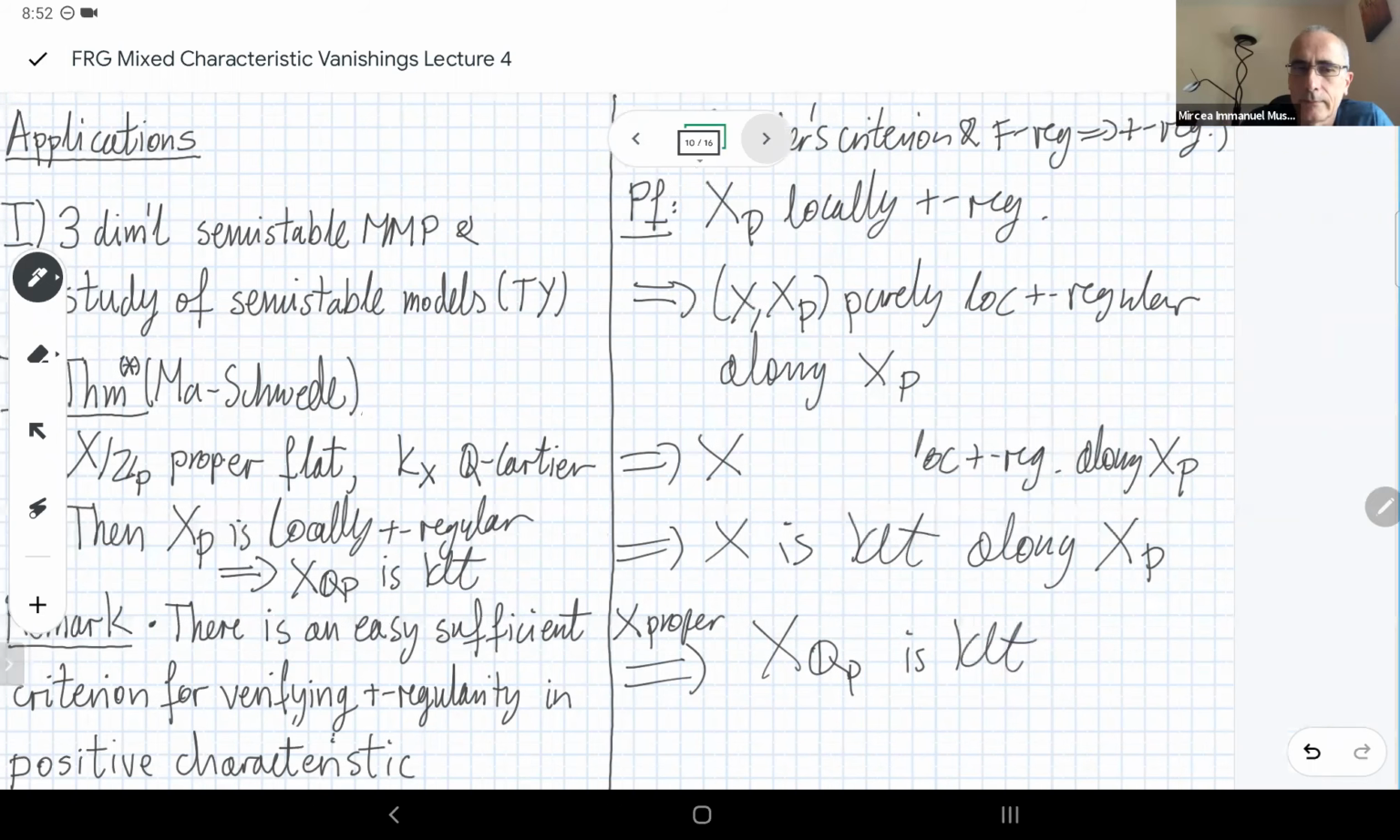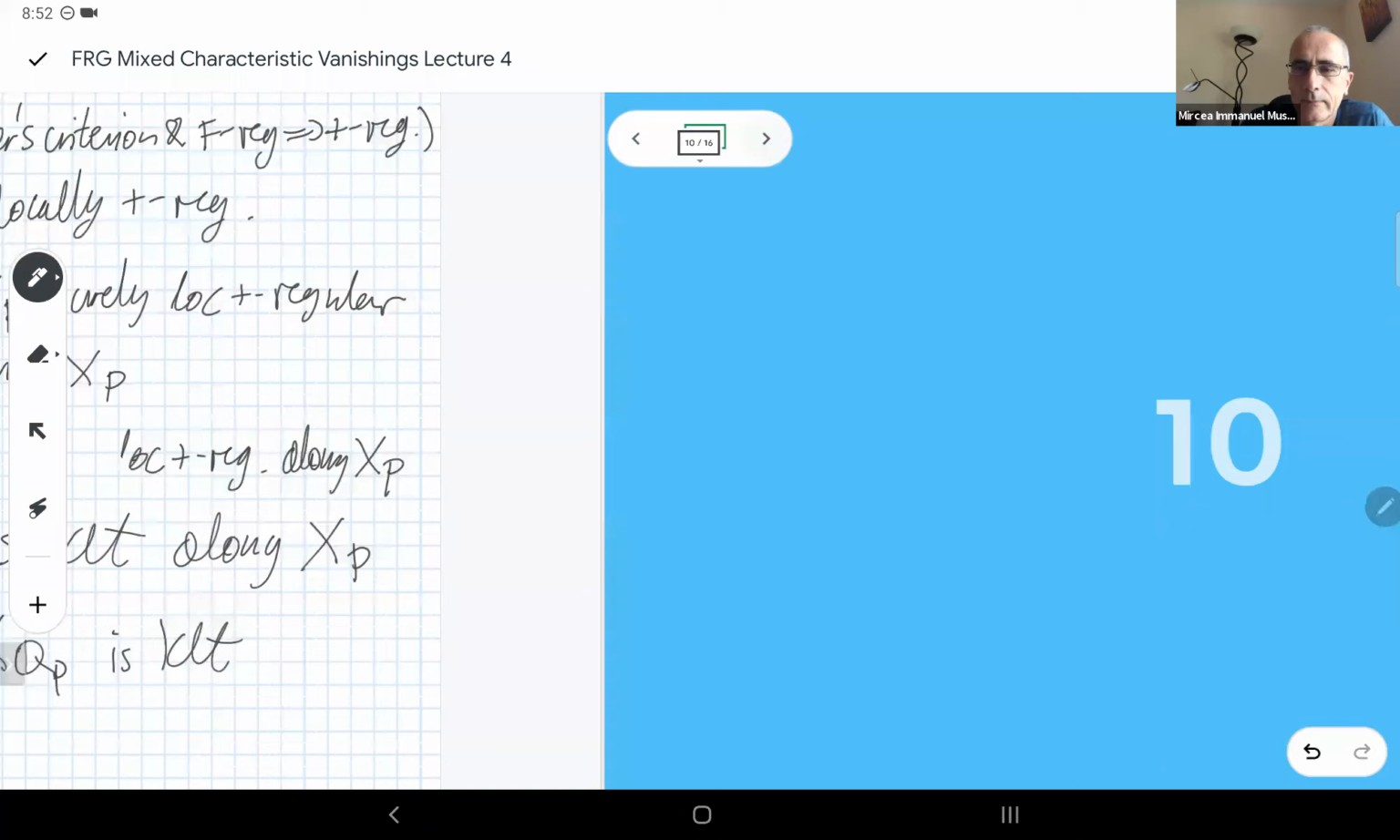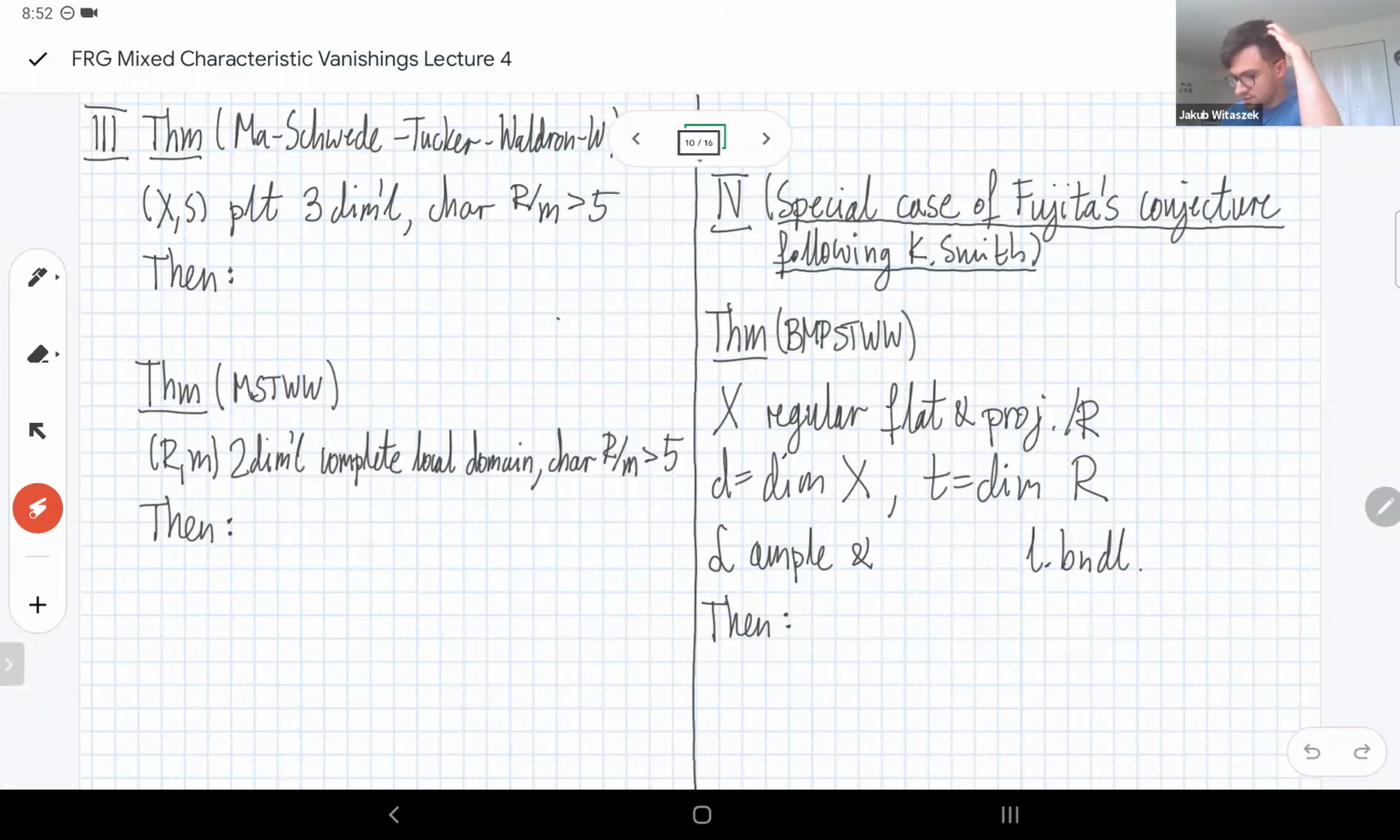So now let me move to the third application, which is in the five-author paper with Lin Chuan, Carl, Kevin, Joe, and myself. Maybe this is a little bit technical, but what is interesting is that it's purely geometric. There's no F-plus regularity coming in.